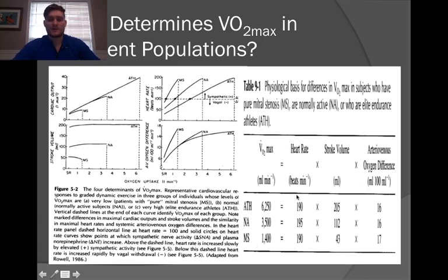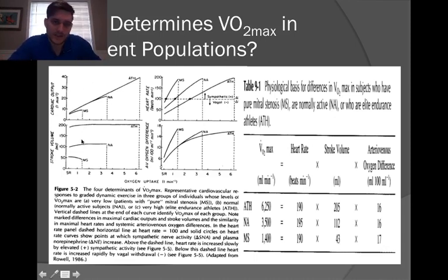But then the real thing: if this is going to be the same, and this is going to be the same, well, then the difference has to be in stroke volume. And so that's the answer to this question. What determines VO2 max in different populations? It's going to be that stroke volume.